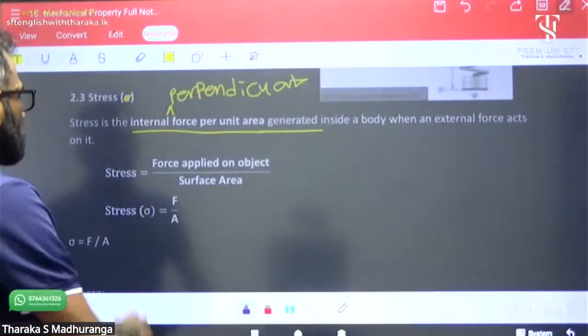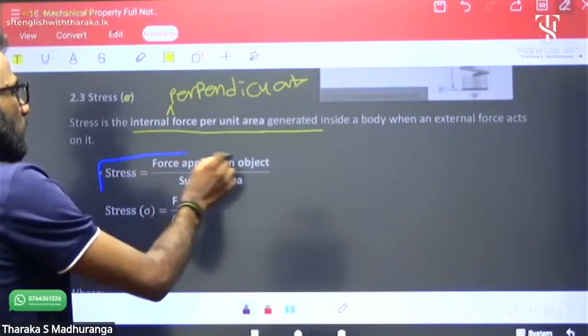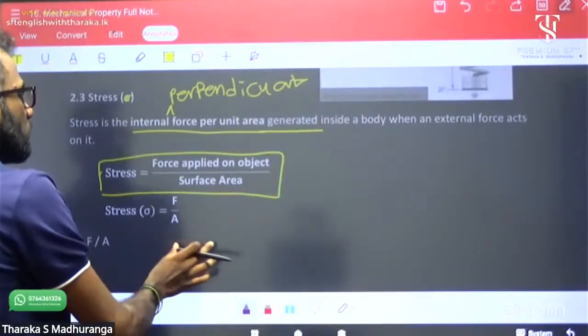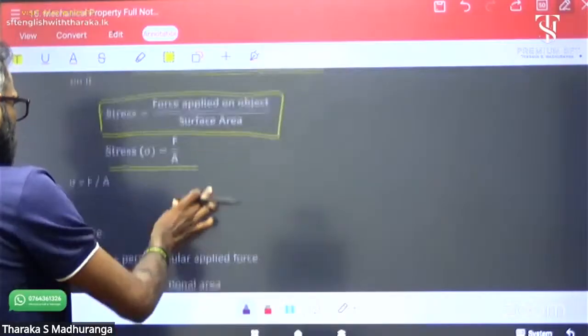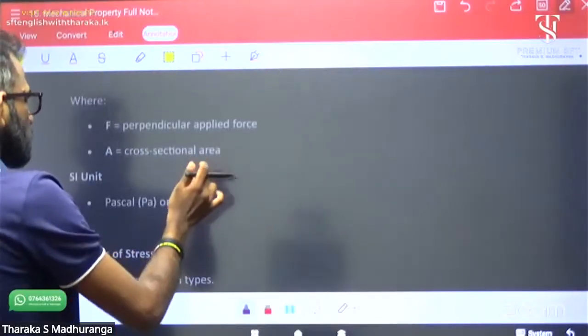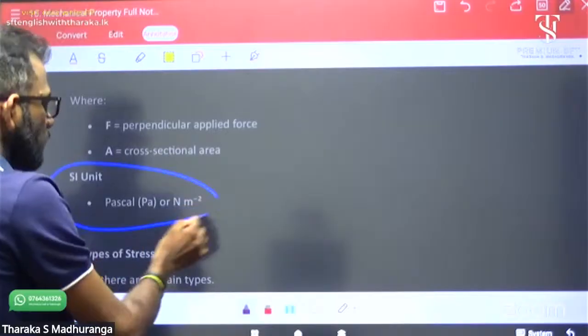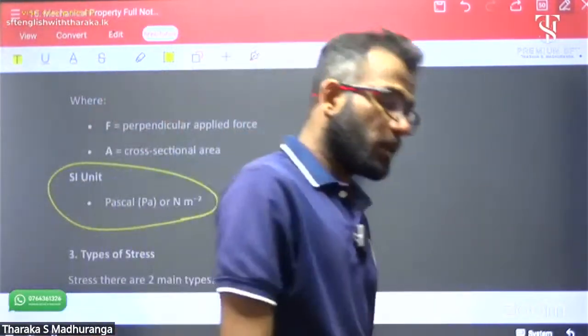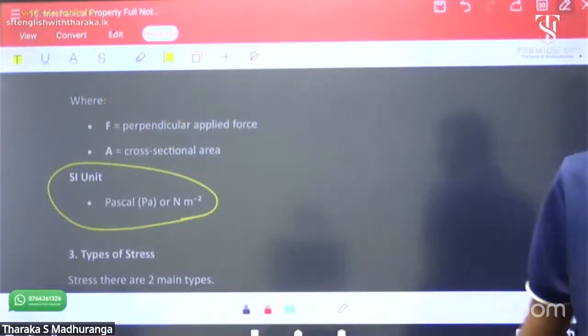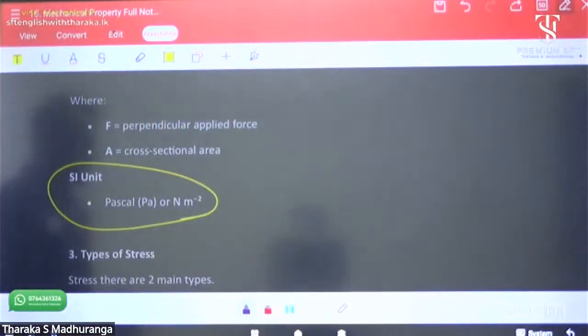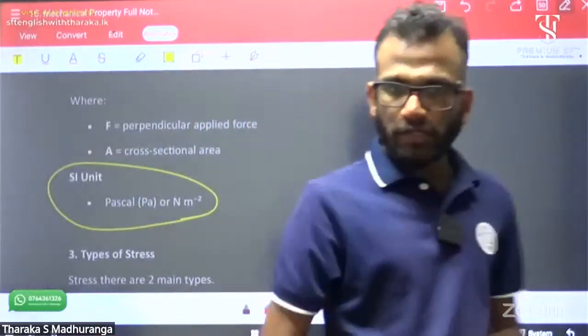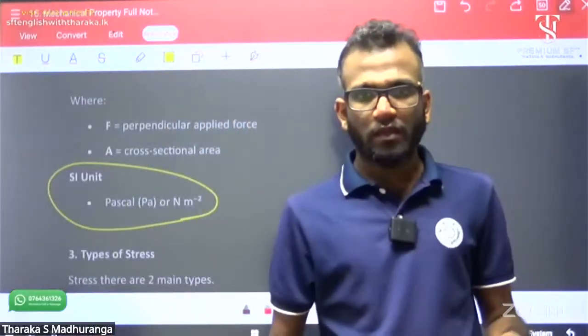Stress equals the force applied on an object divided by surface area. Stress equals F over A, and the standard unit is Pascal or Nm minus 2. Okay, that's the basic of stress. Have you got it? Understood now?